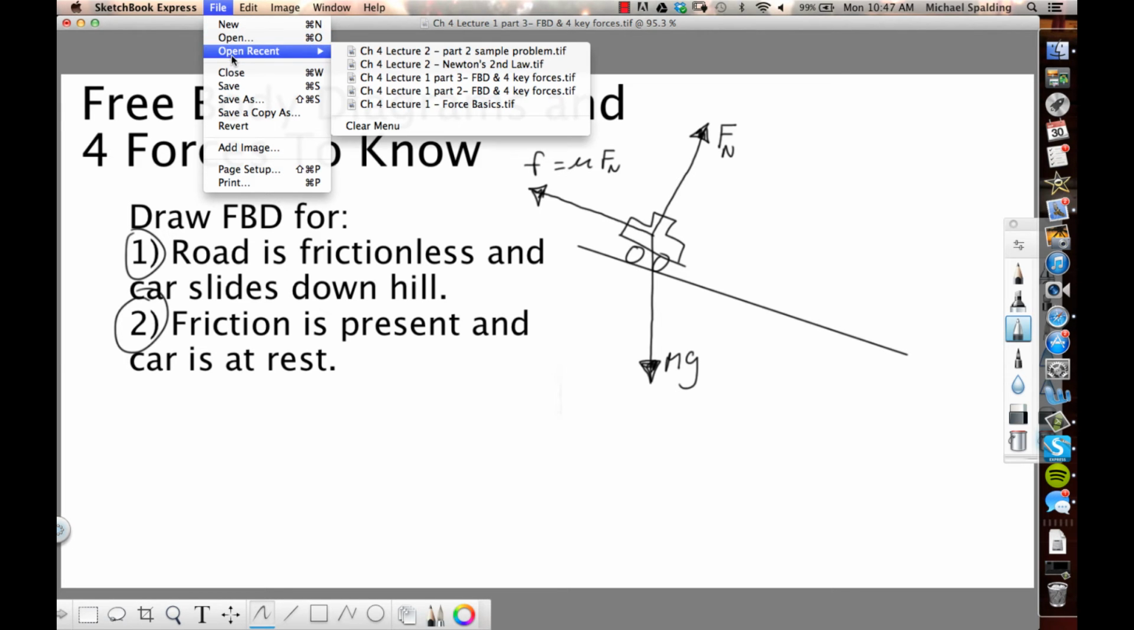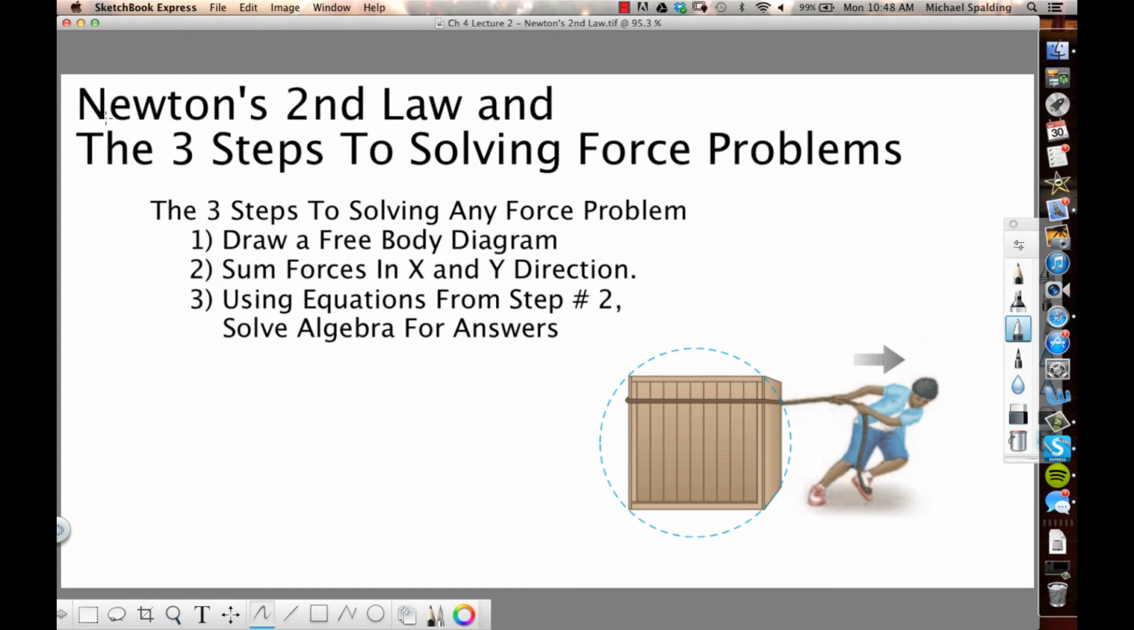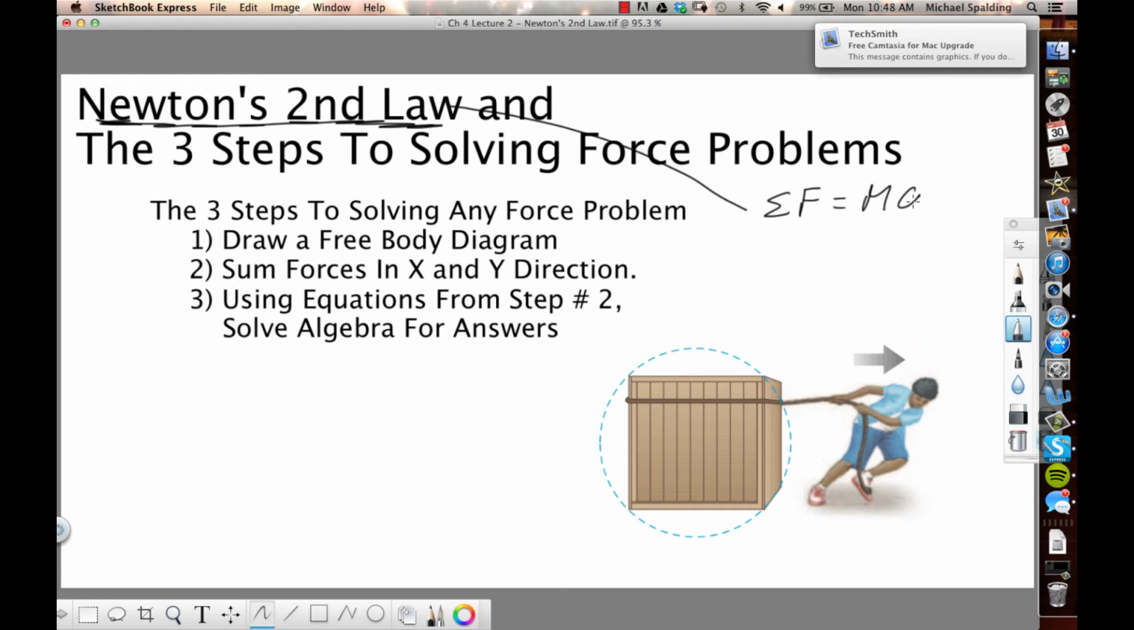Everybody got that? All right, Newton's second law. Let's be real clear: what is Newton's second law? It says the sum of the forces equals ma, or, another way of saying that, F net equals ma. Those are both the same; sum of the forces and F net are the same thing. These are the 3 steps you're going to follow in the Chapter 4 homework set, and for pretty much every homework problem.